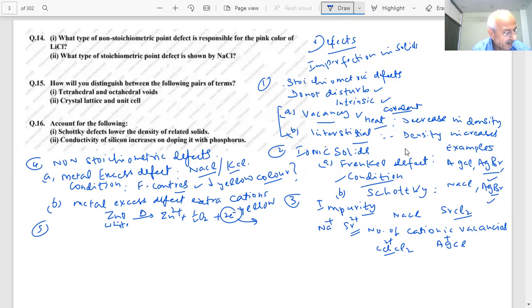It has been found that the formula Fe0.930 is observed. Explain. How will you explain this, student? Sir, it is due to metal deficiency defect. What does metal deficiency defect mean, students? Sir, metal deficiency defect is a type of defect in which there is a deficiency of metal in the crystal.